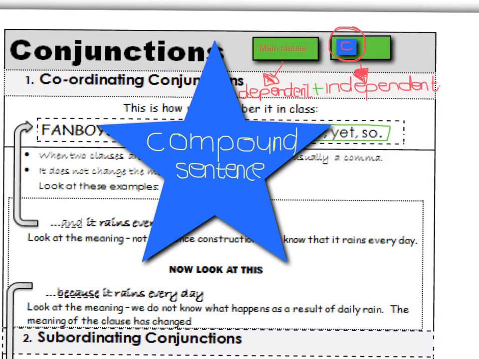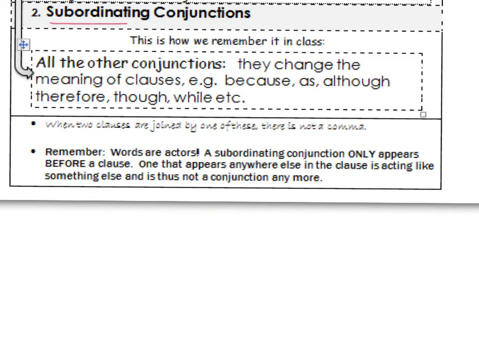Now let's have a look at subordinating conjunctions. Subordinating conjunctions are all the other conjunctions that you find. They are words like because, as, although, therefore, though, while, thus, and many more. And they also alter the clause. They turn a clause into a dependent clause. Remember we said that a coordinating conjunction turns it into an independent clause.